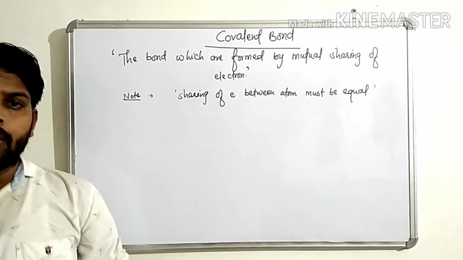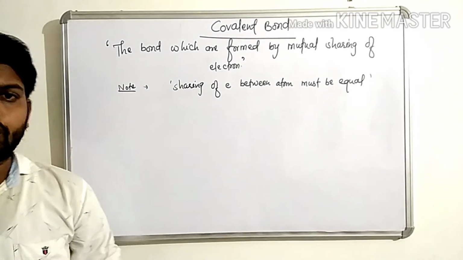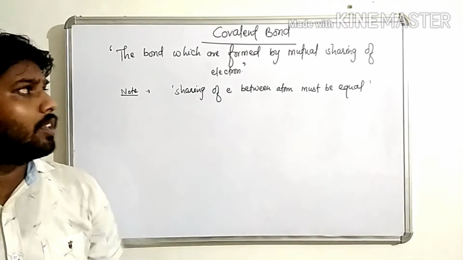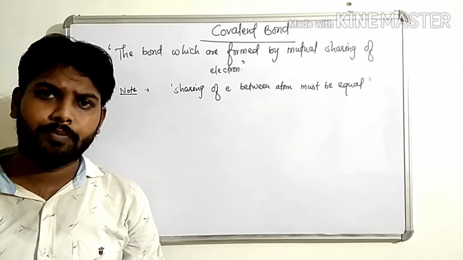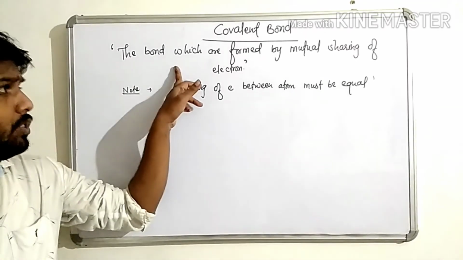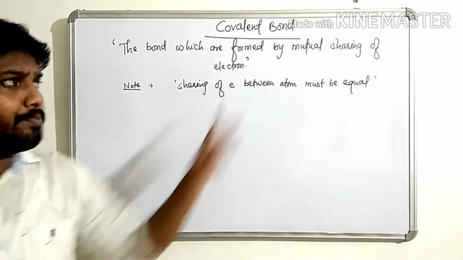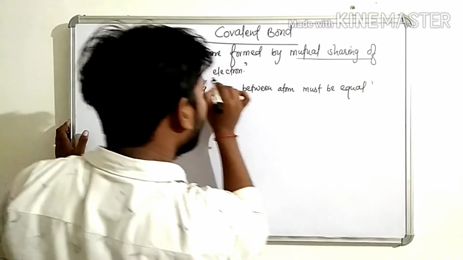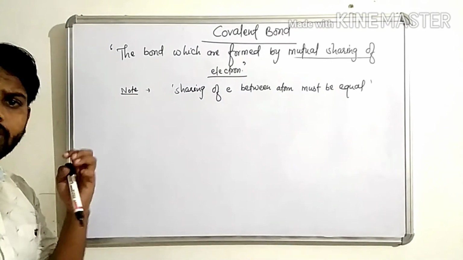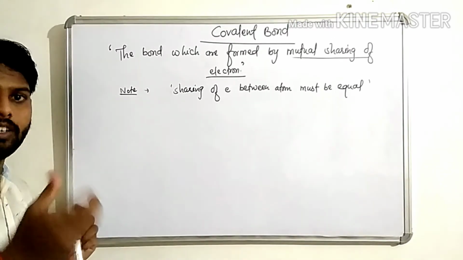Now children, before knowing the structure of carbon compounds, we should know covalent bond. Okay, how is a covalent bond formed between atoms? Clear, children? Now, the bond which is formed by mutual sharing of electrons. Mutual sharing of electrons means atoms will neither lose nor gain. They will only share their electrons and achieve the electronic configuration.